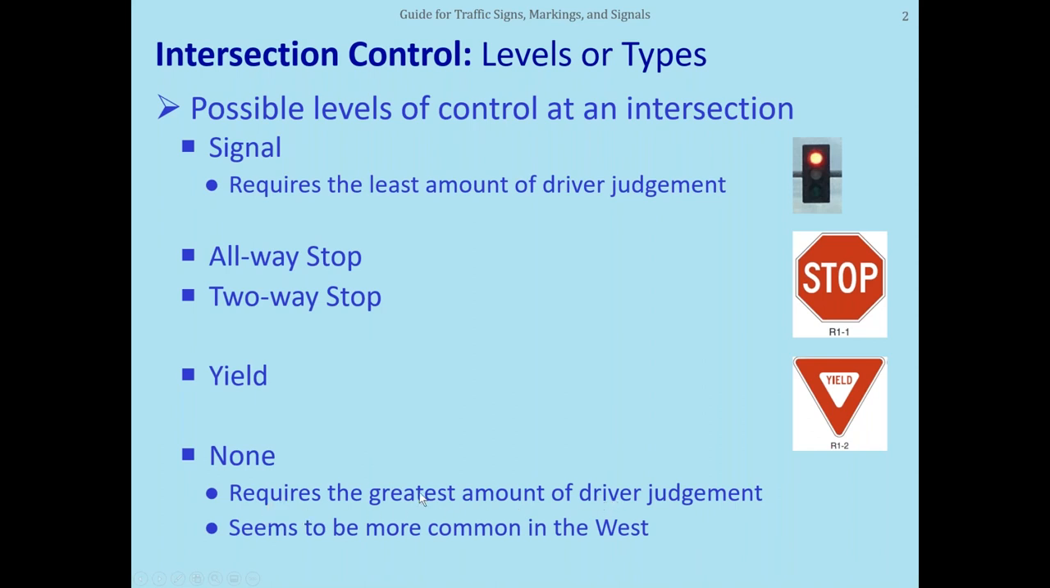We don't see a lot of no control in the middle of the country. I have seen more of this out in the western part of the U.S., perhaps because they have wide open spaces and you can see oncoming traffic on cross streets more easily. But I don't know the real reason for that. That's just a guess.